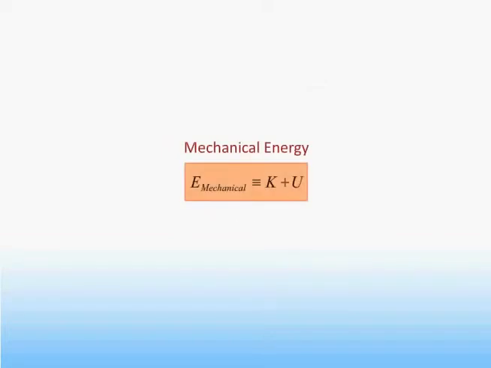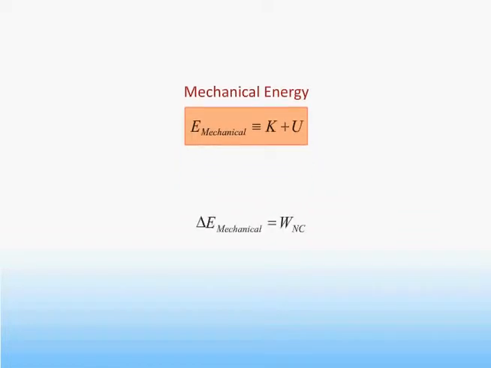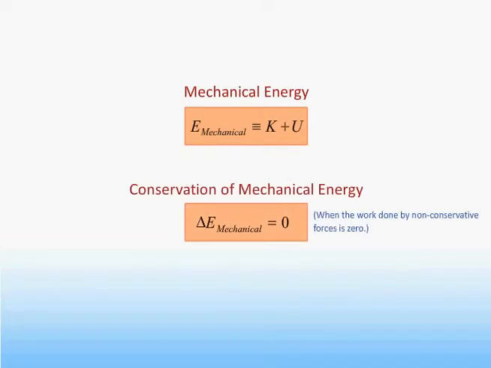Second, we define the mechanical energy of an object as the sum of its kinetic and potential energies. We then reformulated the work kinetic energy theorem as a conservation law, namely, whenever the work done by non-conservative forces on an object is zero, the mechanical energy of that object is conserved.